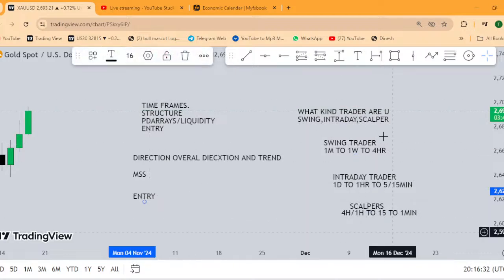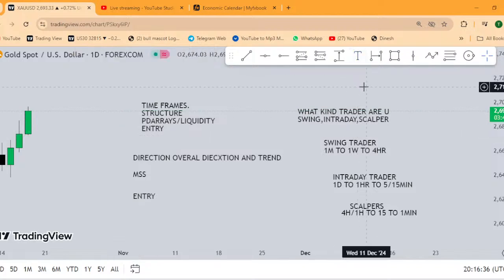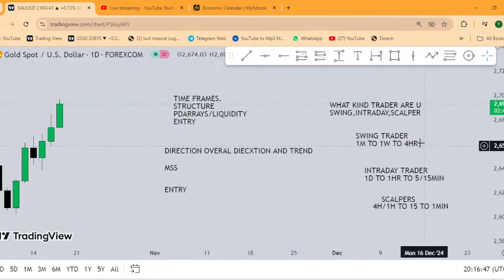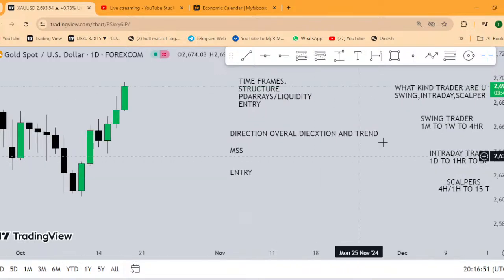So this is time. Time is one of the most important things in ICT. And if you notice, ICT is literally 80% time. Then the PD arrays are where we call discount and premium. So that is for the sake of our time frame alignment. Then now, the next thing is definitely structure.